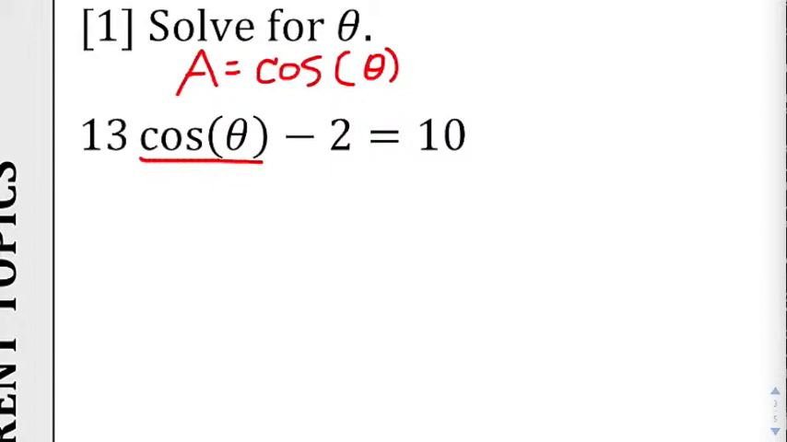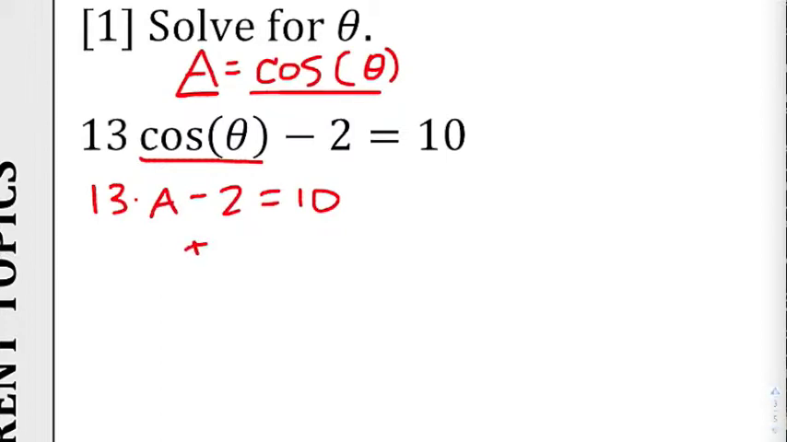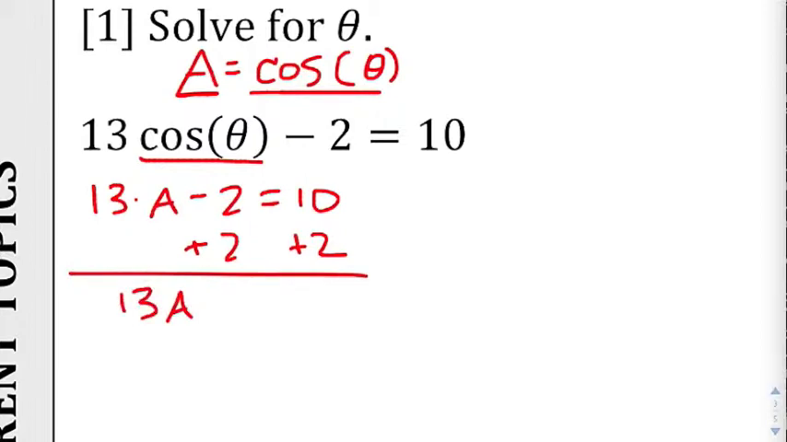It looks weird because cosine theta is in it, but if I do a temporary replacement of a for cosine theta, this just turns into 13 times a minus 2 is equal to 10, and we're just kind of solving for a. That's a pretty straightforward equation. It's one we've seen before, or at least encountered this type before. And so we're just going to go about our business solving for a. So 13a is equal to 12. Divide both sides by 13, of course, and we have a is equal to 12 over 13.